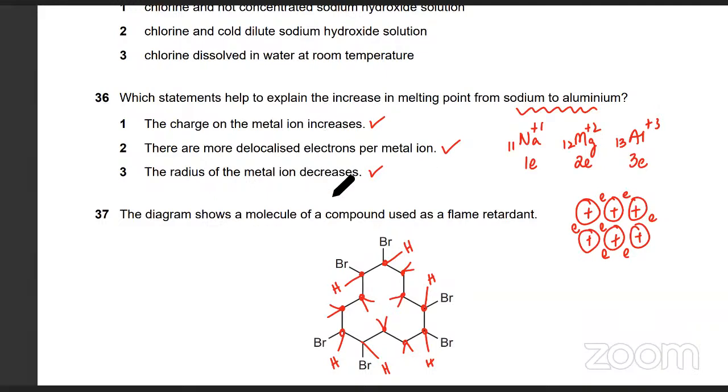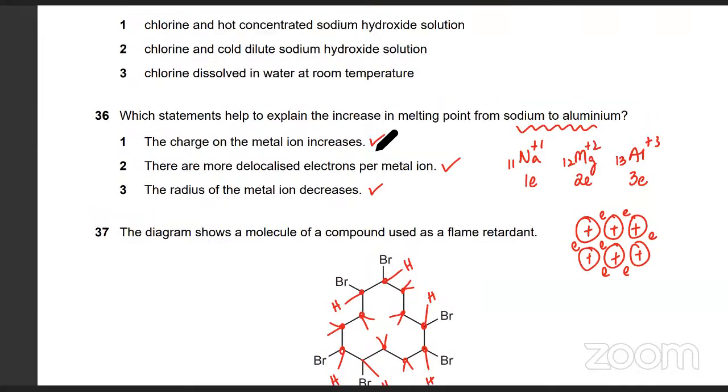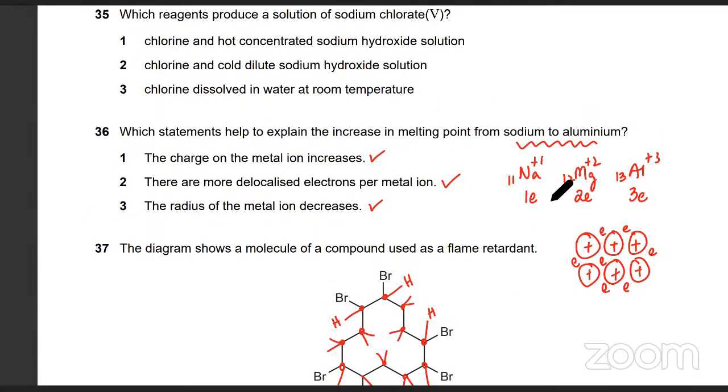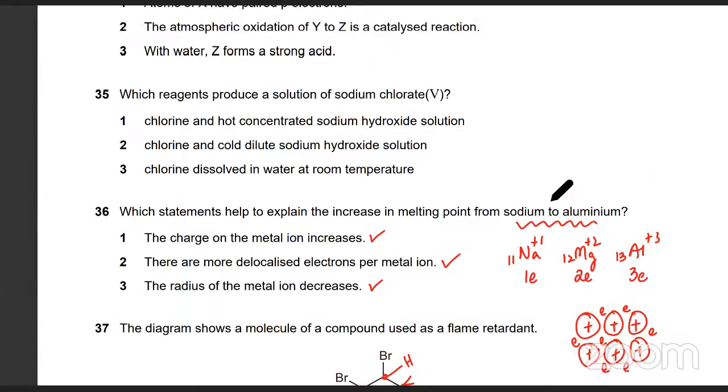So all three statements are correct. Okay, Na to Mg to Al, the metallic bonding becomes stronger. More charge in the ion, more delocalized electrons. Plus you have smaller ions as well. Okay, is this clear, this one? Yes, sir. Yes, sir.